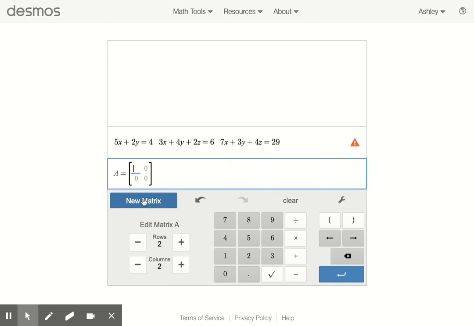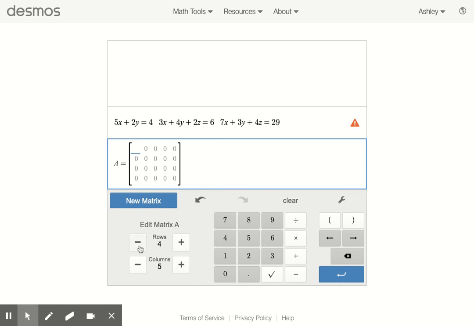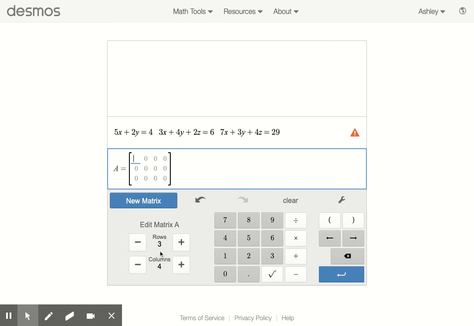Okay, so I have 3 letters, so that means I'm definitely going to need 3 columns and 3 rows. Oops, wow, got a little aggressive. I need a 4th column, though, for my answers. Okay, so we're going to line up the letters. So my first column is going to be my x's, so I have 5. My second column is going to be my y, so that's 2. I don't have a z in the first equation, so it gets 0. My answer is 4. Underneath, I have 3, 4, 2, 6. Make sure we're lining everything up correctly. Then I have 7, 3, 4, and 29. Okay, so this is my system.